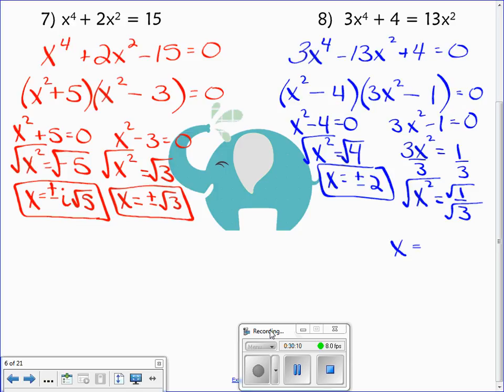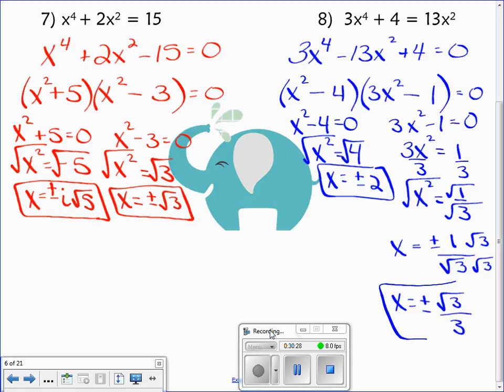So x equals plus or minus, what's the square root of 1? 1. Square root of 3? Can't leave that there. Top and bottom by radical 3. So plus or minus. Good.